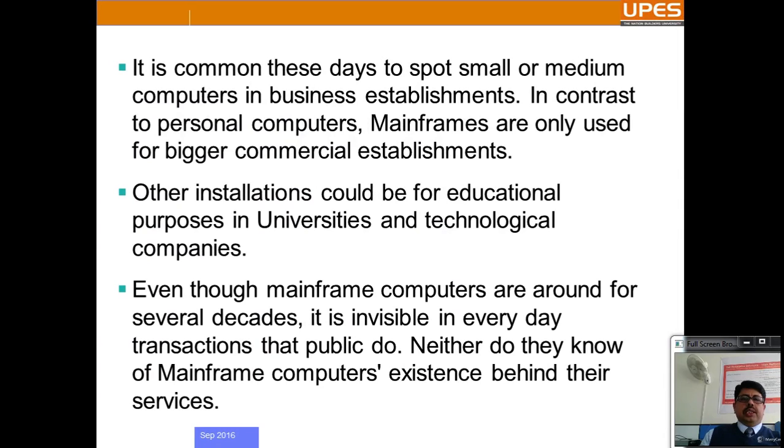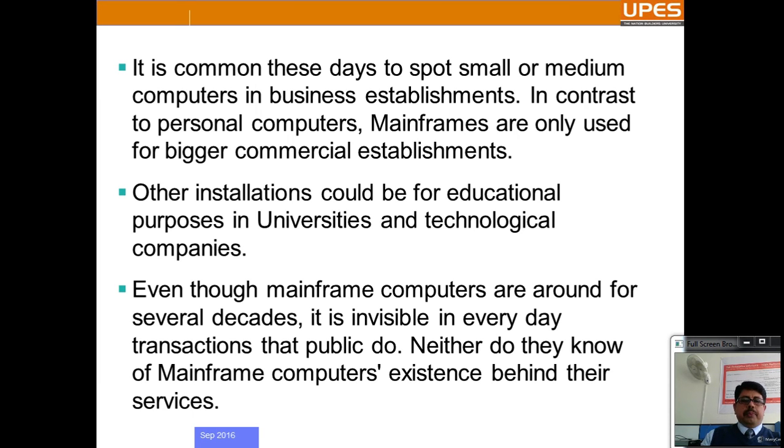Now, it is common these days to support small or medium computers in business establishments. In contrast to personal computers, mainframes are only used for bigger commercial establishments. As we just said, undoubtedly the companies are getting bigger and bigger, so that type of company requires a machine like a mainframe, where they have to manage a huge amount of data. Other installations could be for educational purposes, in universities and technology companies as well.